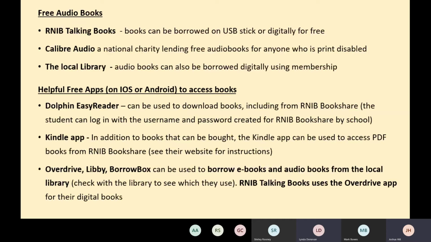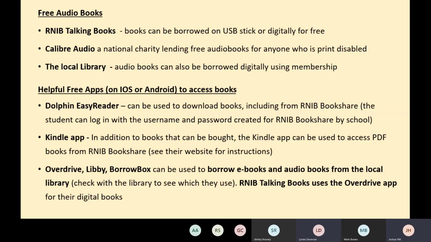Another option for Eddie, because it's quite difficult visually and it will probably take him longer to read through books, is just listening to an audiobook. That is a great way for Eddie to access different books. RNIB Talking Books is free. He can access books from here. Calibre Audio is also a charity that lends audio books to anyone who has a visual impairment. And also, again, your local library. Using apps, you can borrow audio books digitally.